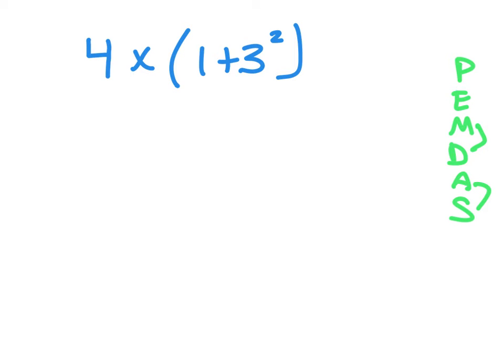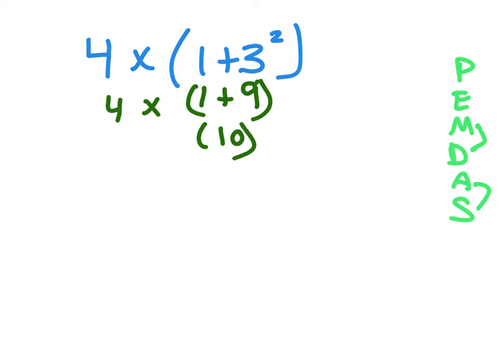And in my parentheses, I have 1 plus 3 squared. So actually, in my parenthesis, I need to do my exponent first. So I'm going to say 1 plus 3 squared is 3 times 3 equals 9. And that's in my parentheses. So now I have 4 times 1 plus 9. So I'm going to do inside my parenthesis first, and I'm going to say 10. So I have 4 times 10.